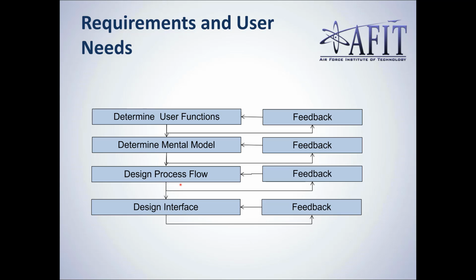From that, we'll start to develop a mental model, the way that the user thinks about this overall system, and we'll get some feedback there. We'll start to design the overall process flow of our system. And the process flow is oftentimes very important in software because we want to make sure that we have effective and efficient methods of navigating through the information that we have, right?